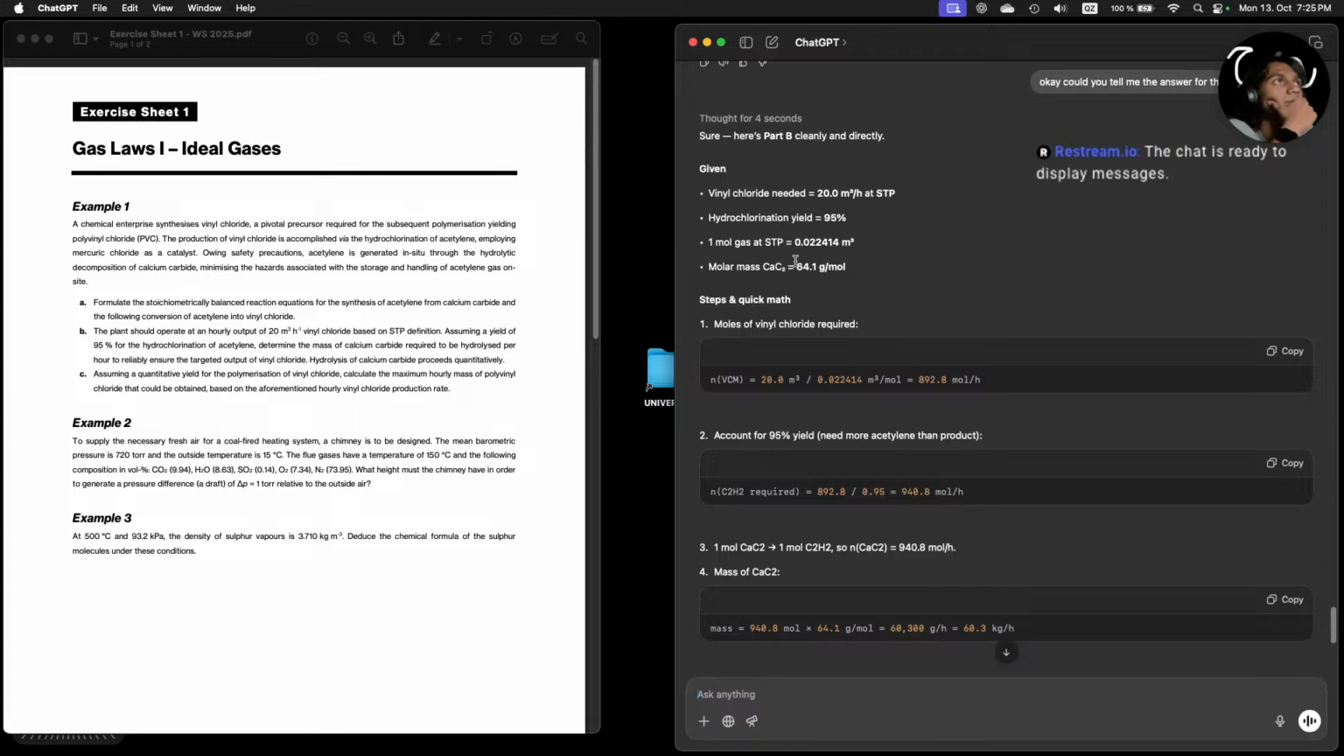So, vinyl chloride needed. The plant should operate at an hourly output of 20 cubic meters per hour of vinyl chloride, based on standard temperature and pressure definition, assuming a yield of 95% for hydrochlorination of acetylene. Determine the mass of calcium carbide required to be hydrolyzed per hour to reliably ensure the targeted output of vinyl chloride. Hydrolysis of calcium carbide proceeds quantitatively.